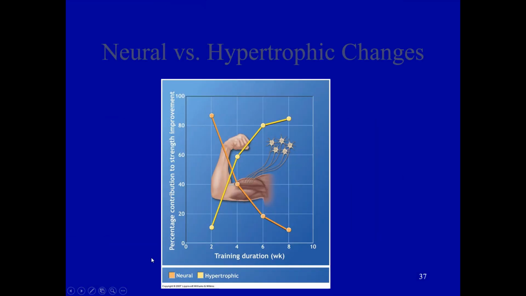And here's another graph showing the same thing in a different way. As far as resistance training, here's training duration and percent contribution to improvements in strength. Neural adaptations are mostly responsible during the initial phases, or initial weeks, of resistance training, and then those taper off, and then the hypertrophic changes take over.